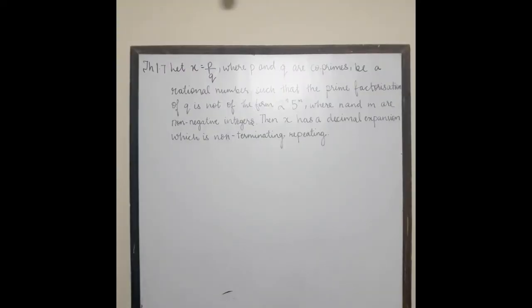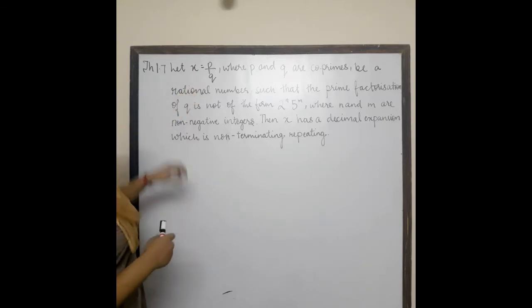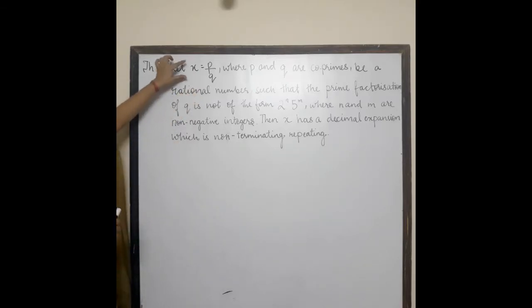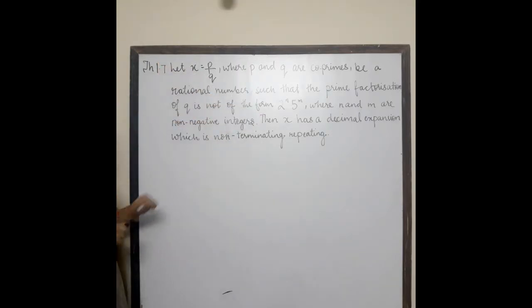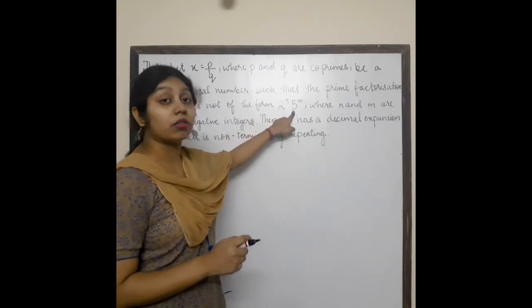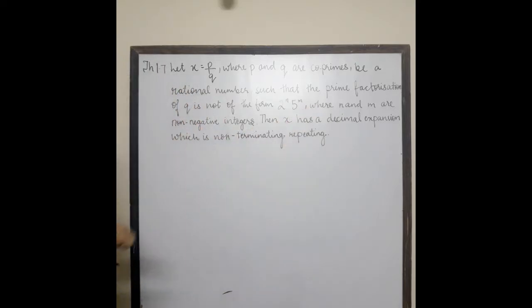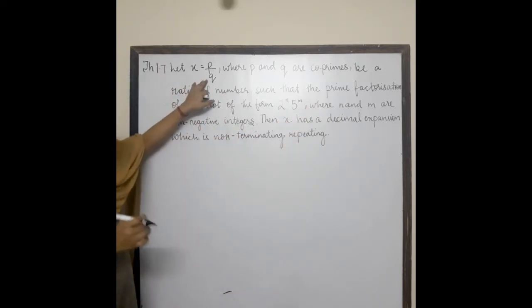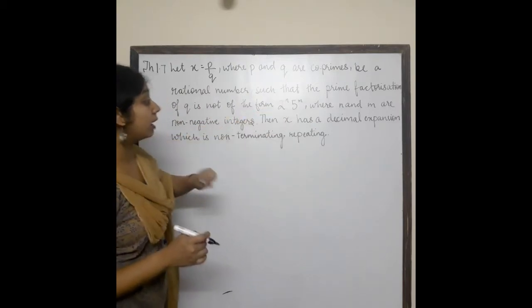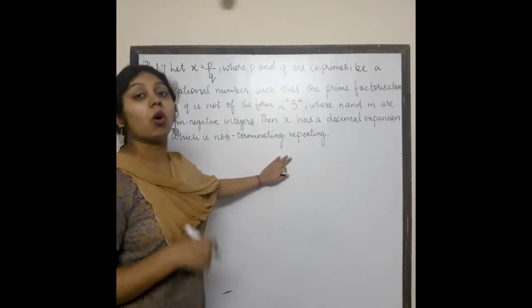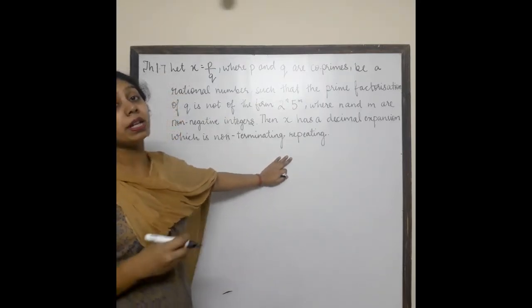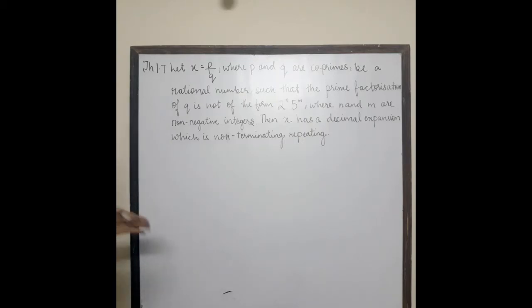Now, the next theorem says, let x be p by q, where p and q are co-primes, and it be a rational number. That means x is a rational number, such that the prime factorization of q, that means the denominator, is not in the form of 2 to the power n, 5 to the power m, where n and m are non-negative integers. Now, if q is not in the form of 2 to the power n, 5 to the power m, then the decimal expansion of x will be non-terminating, repeating or recurring. That means the numbers will repeat, or there will be some sort of pattern.